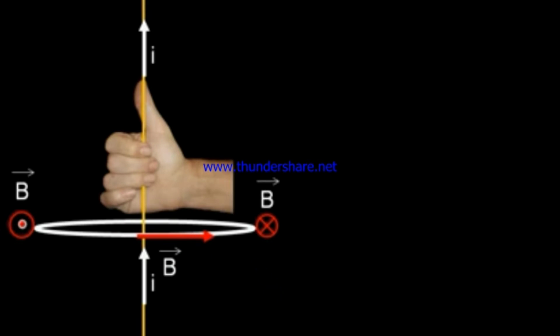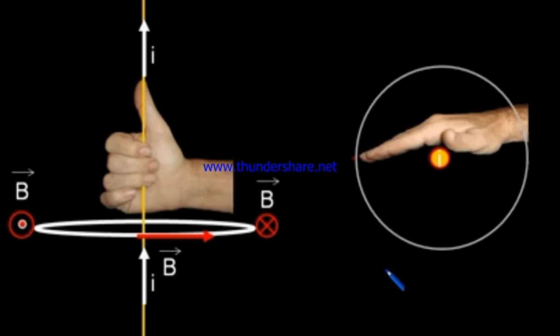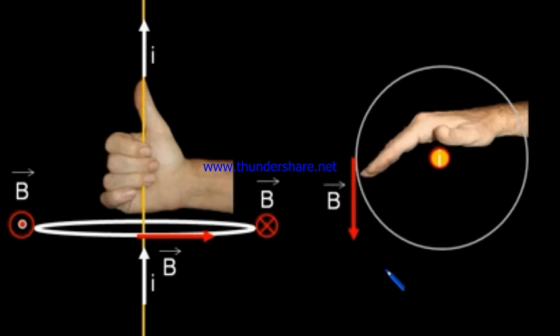Now the right hand thumb rule says that if a conductor carrying current is imagined to be held in the right hand such that the thumb points in the direction of the current, then the tips of the curled fingers encircling the conductor will give the direction of the magnetic field lines.